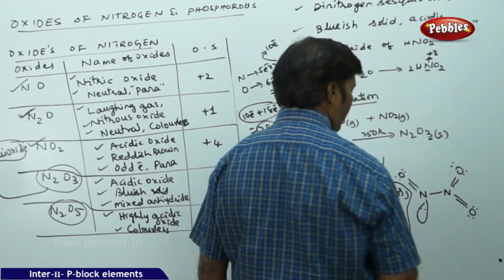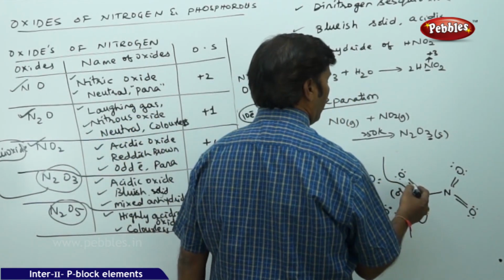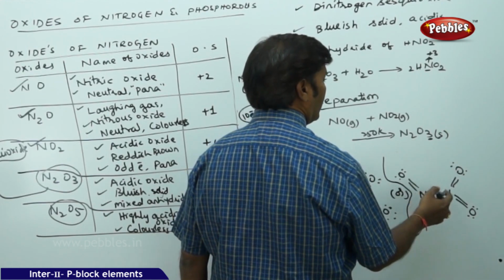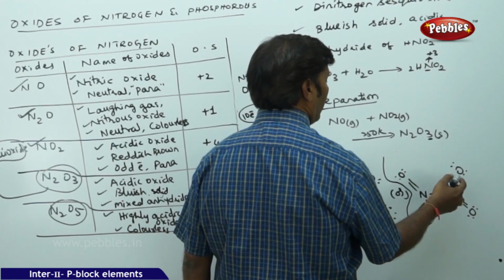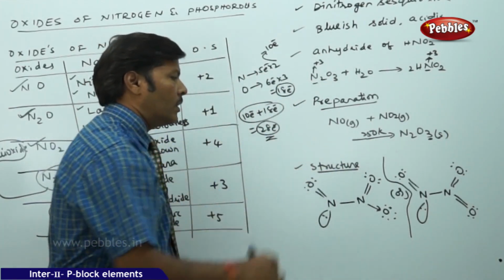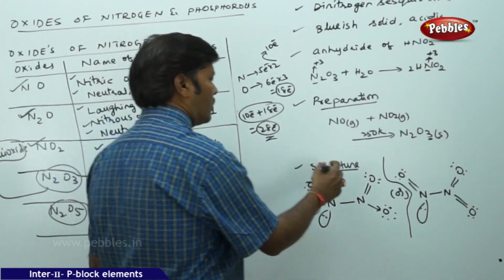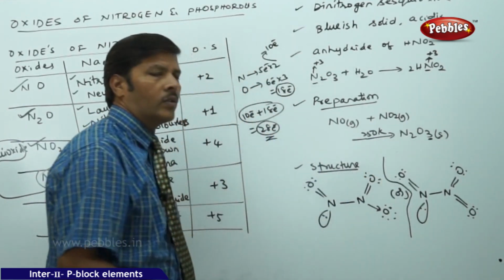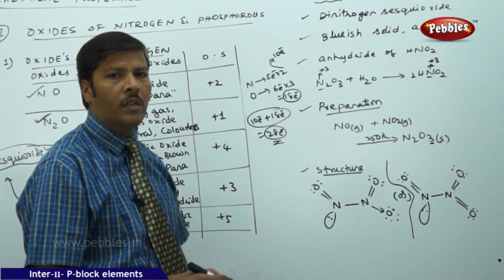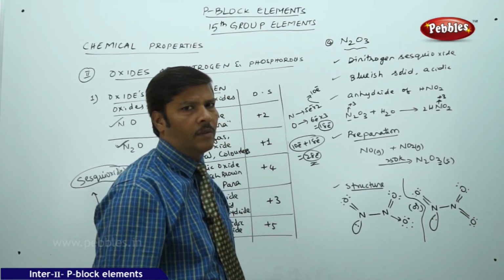6 7, that is 14 electrons, and covalent bonds 14, and we have 16 18 20 22 24 26 28. So the total number of electrons matches in the structure, and all the atoms are acquiring octet stability. Therefore the Lewis electron dot structure of N2O5 is justified, because all the atoms in the structure are getting stable.